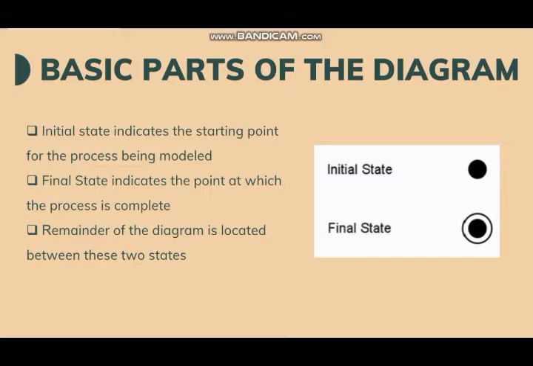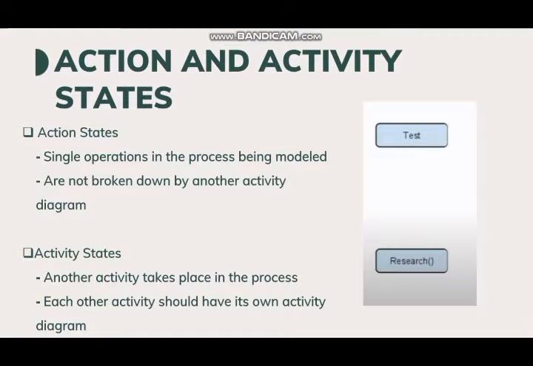The remainder of the diagram is located between these two states. In between these two states, we have action states and activity states. An action state represents a single operation in the process being modeled, and these operations are not broken down by another activity diagram. An activity state represents a longer running process that can occur as a step in our outer process, and these inner processes have their own activity diagrams to explain how they function.